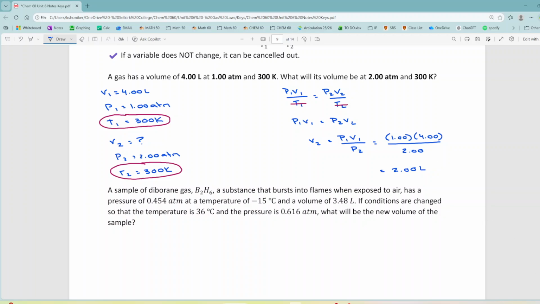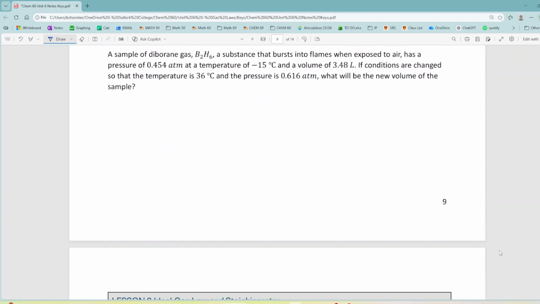One more. In the next question, it says a sample of diborane gas, B2H6, a substance that bursts into flames when exposed to air, has a pressure, so a P1, of 0.454 atmospheres, at a temperature of negative 15 degrees Celsius, and a volume of 3.48 liters.